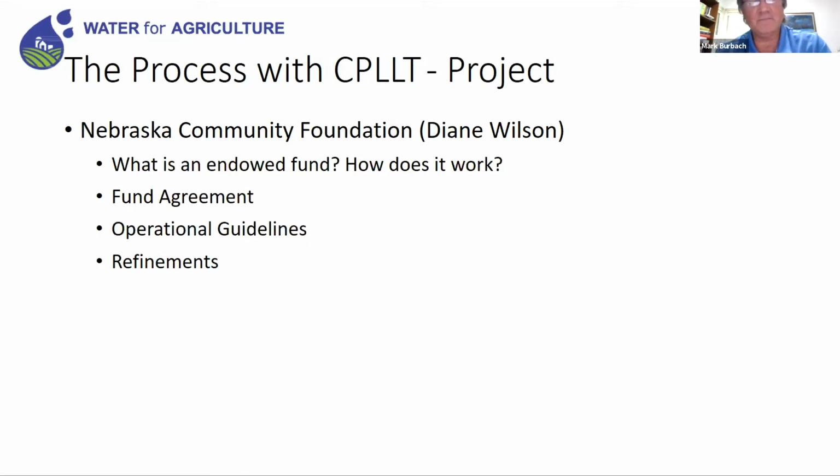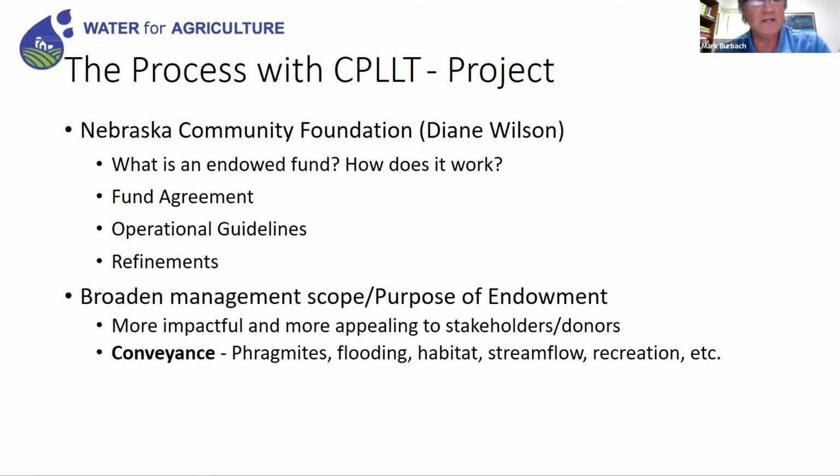And through the development of a fund agreement and operational guidelines, we further refined specifically what's the purpose of this endowed fund. And we realized that we need to actually broaden the management scope or the purpose of the endowment, not just from Phragmites, but actually towards conveyance. So the conveyance of the river would be more impactful and more appealing to broader stakeholders and to potential donors. And this would not just deal with Phragmites, but flooding, habitat, stream flow, recreation, among other potential impacts.